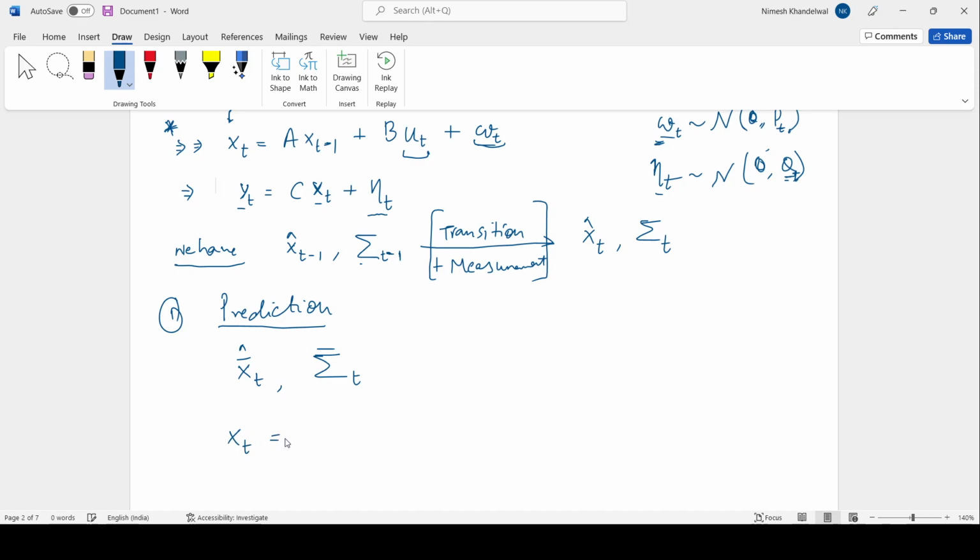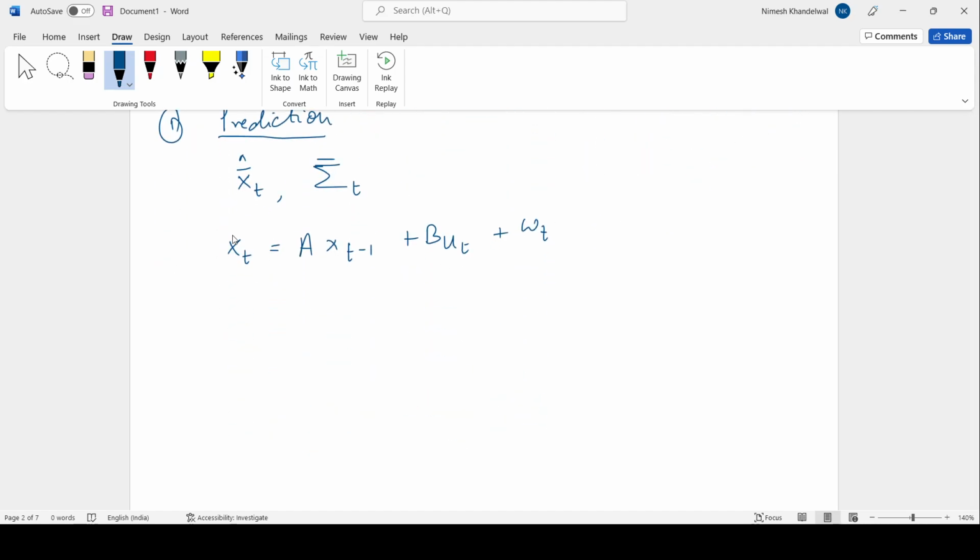Okay, if our transition model is given like this, x_t = A x_{t-1} + B u_t + w_t, how do we calculate x bar hat? Basically, how do we calculate the expectation of x of t? Because this is what we want, right? So this x bar at t is the expectation of x of t from my transition model.